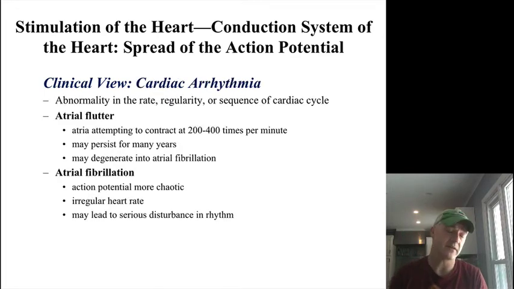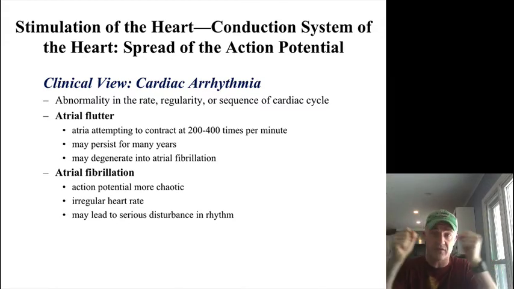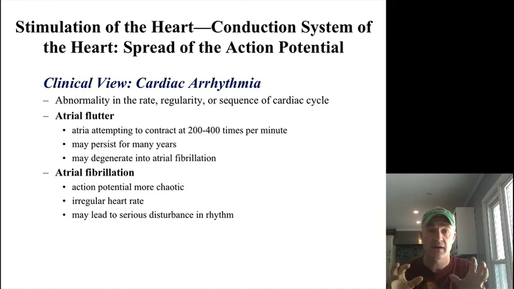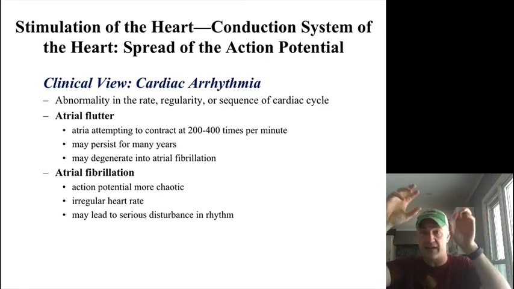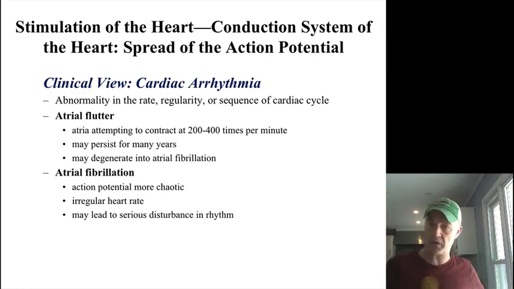What can also happen is sometimes you can get abnormal contractions happening in the heart. Flutter is the idea that it's still functioning as a unit, but it's happening really quickly. So atrial flutter would be attempting to contract 200 to 400 times a minute. It can become atrial fibrillation. Atrial flutter means the whole thing is trying to contract 200 to 400 times a minute. Atrial fibrillation means each part of that atria is kind of doing its own conversation.